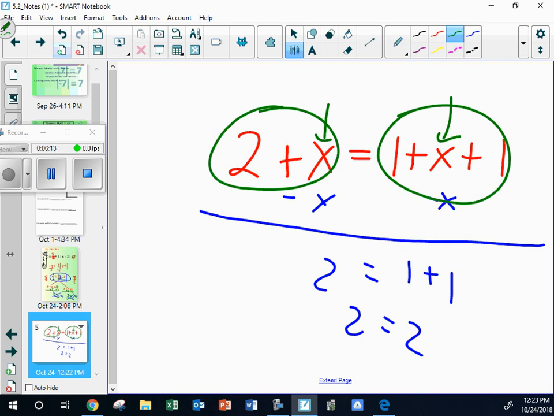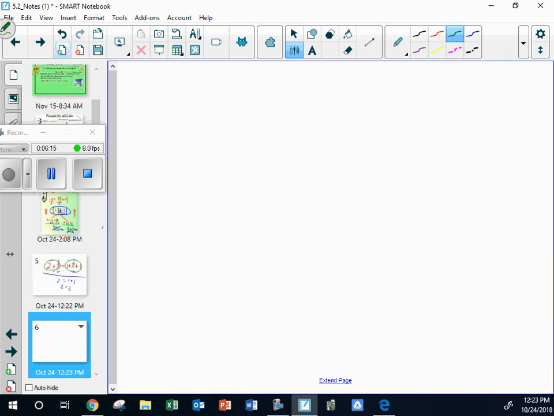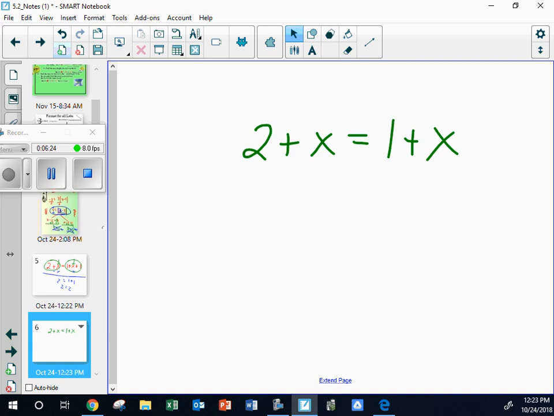Let me give you another one that's like that, but different. Would you please, in the middle of a problem, you're going to hit something like this, 2 plus x is equal to 1 plus x. Would you please solve that? Take a second, solve it.